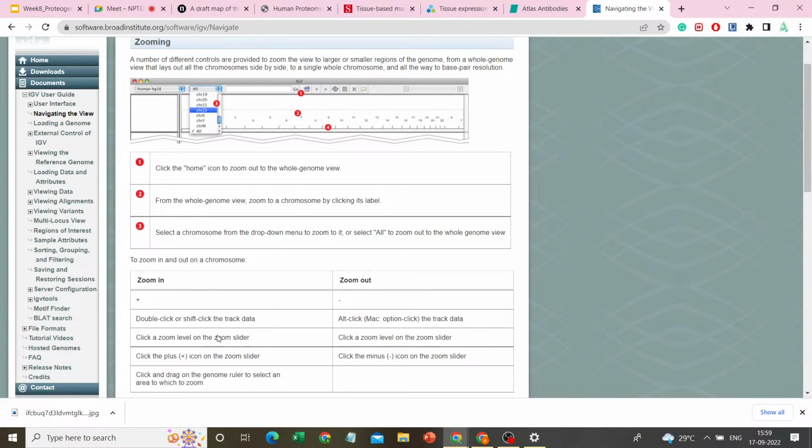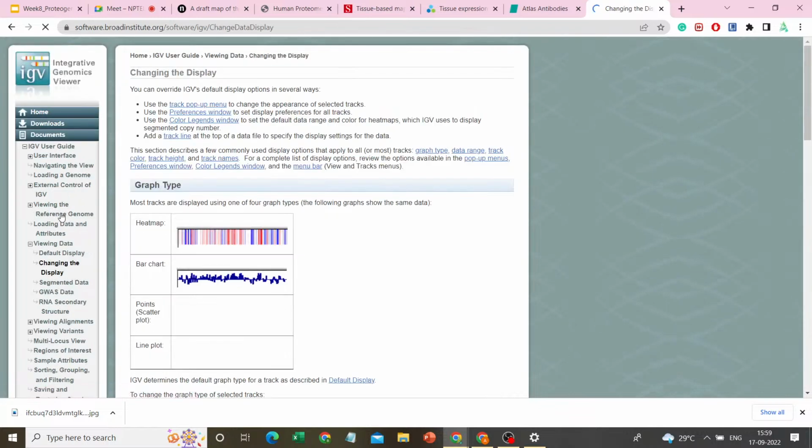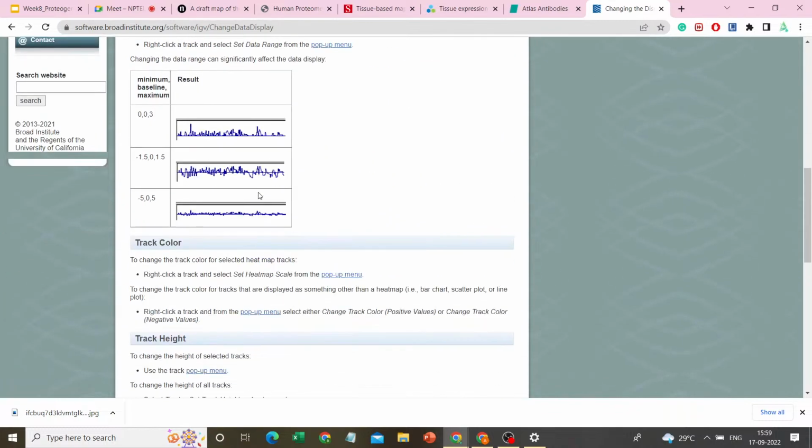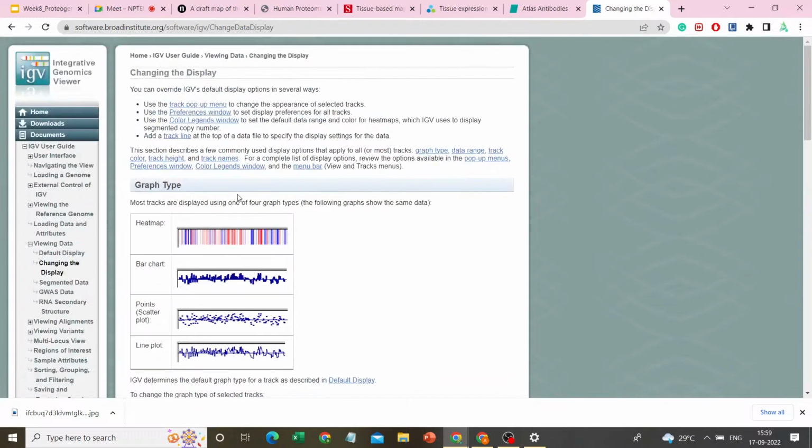Okay, so this is for loading those genomes, then viewing the data and changing the display. You can visualize it as a heat map, bar chart, scatter plot, or line plot, as you wish. So this is the graph type, data range, track line, color region. This gives you a huge number of things to do.